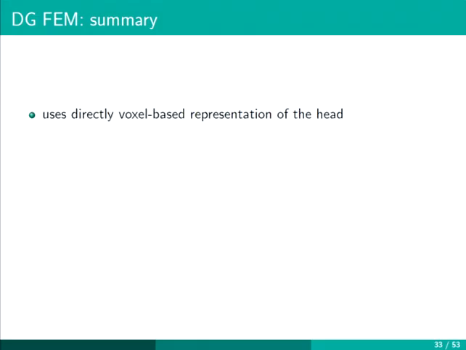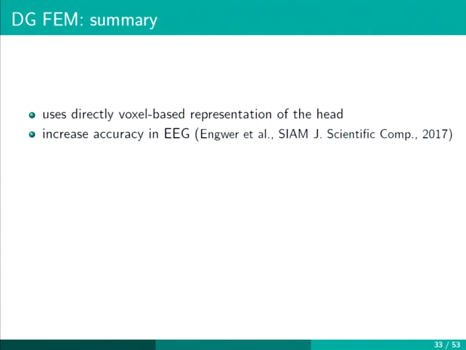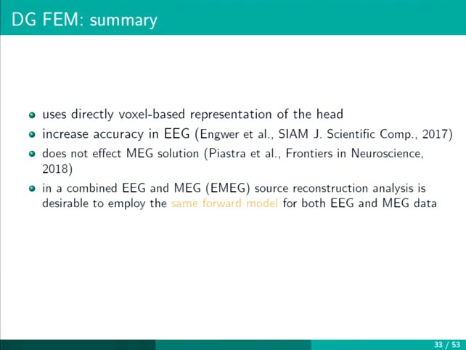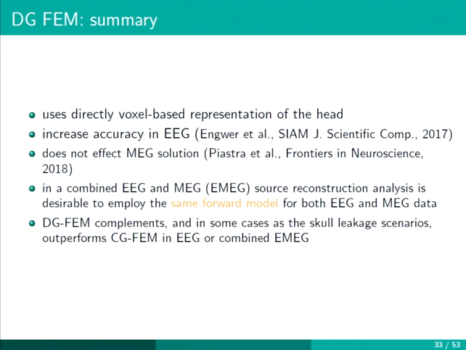As a summary then, in this case, we can directly use the voxel-based representation of the head, and this has been proven to increase the accuracy in EEG. It does not affect the MEG solution because the conductivity of the skull is not so important or evident for the MEG forward solution. But in a combined scenario, when we want to combine EEG and MEG, then we would like to employ the same forward model, and therefore DG FEM complements, and in some cases, as this skull leakage scenario that we saw before, outperforms CG FEM in EEG or combined EMEG.